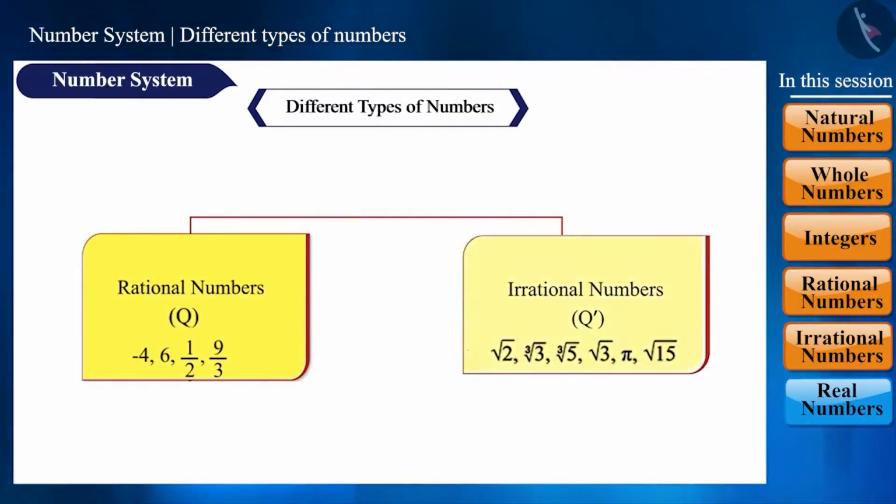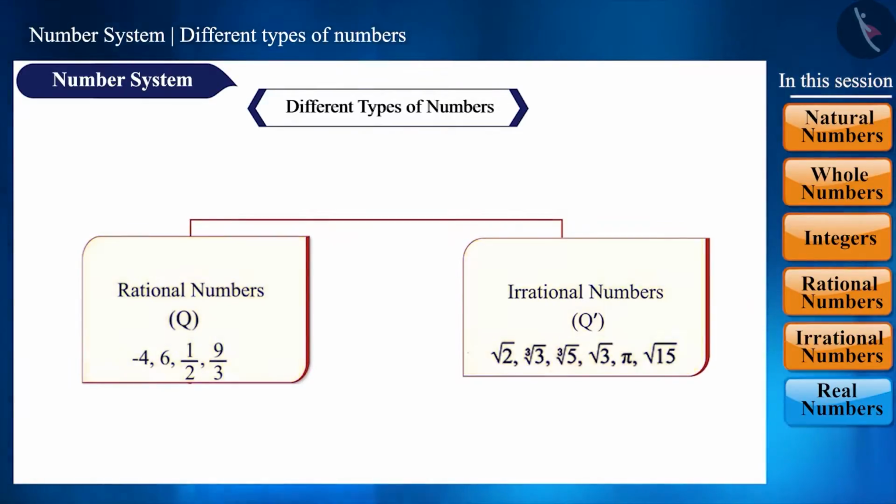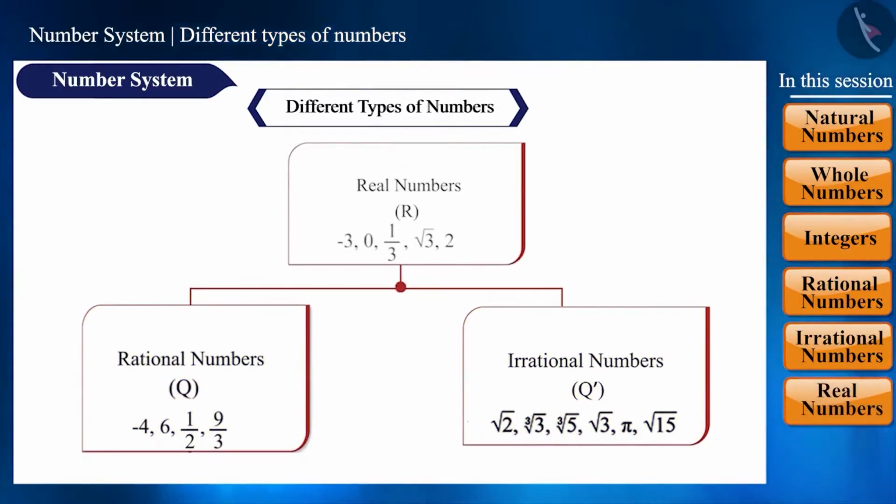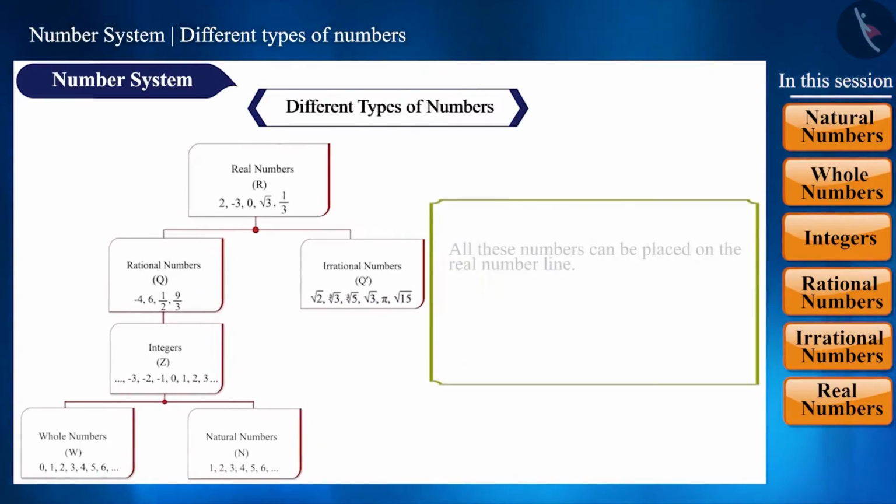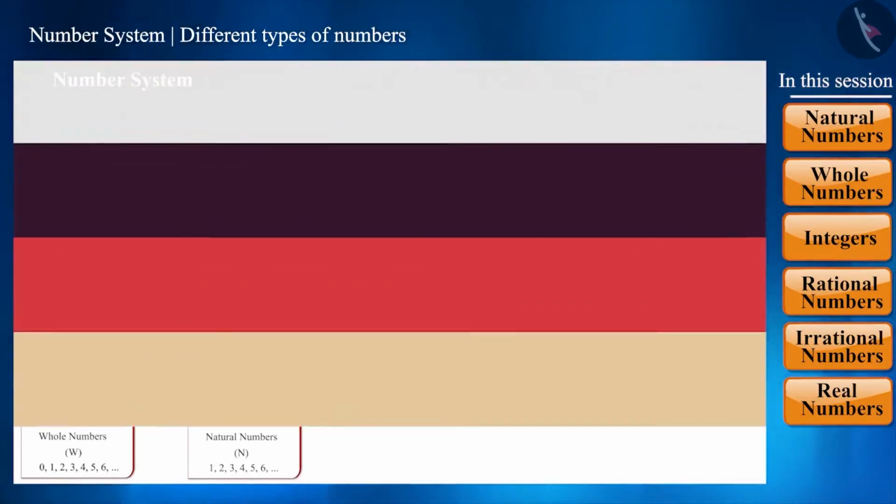The rational and irrational numbers combine to form real numbers, which are represented by the symbol R. That is, under real numbers, there are only two types of numbers, rational and irrational. Since all these numbers can be represented on the number line, we call them real numbers, and that number line is called the real number line.